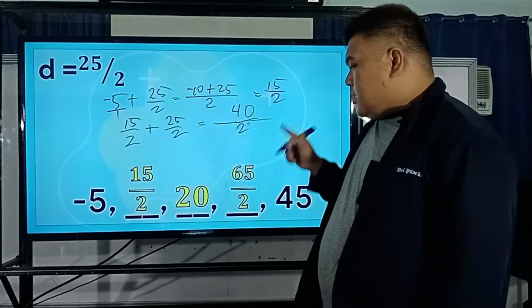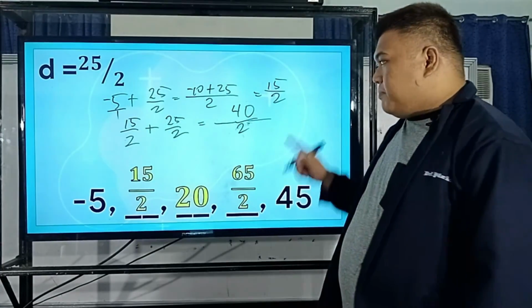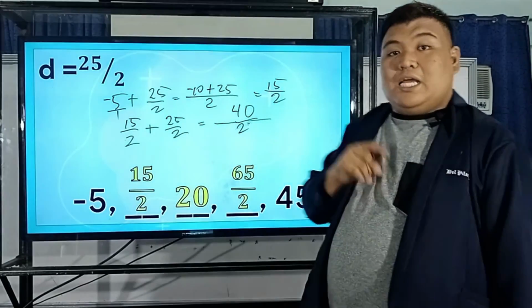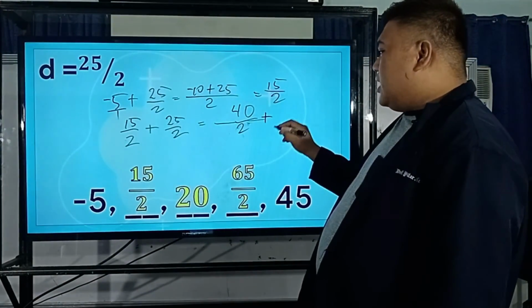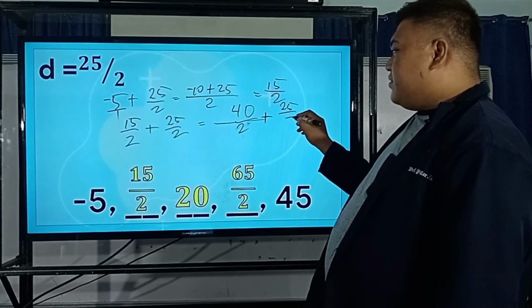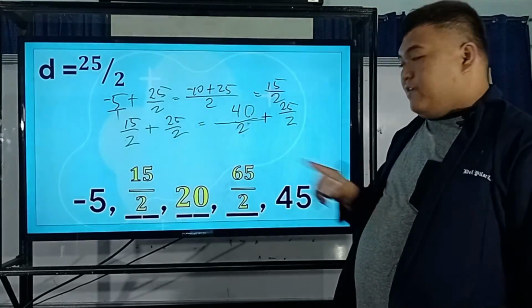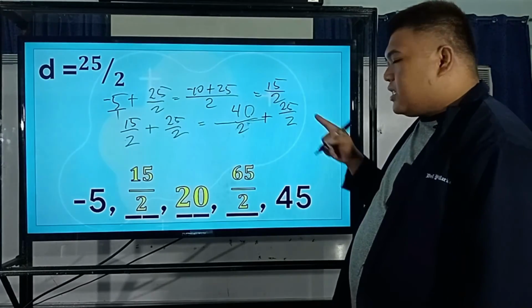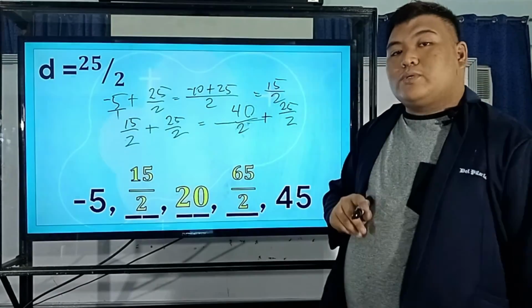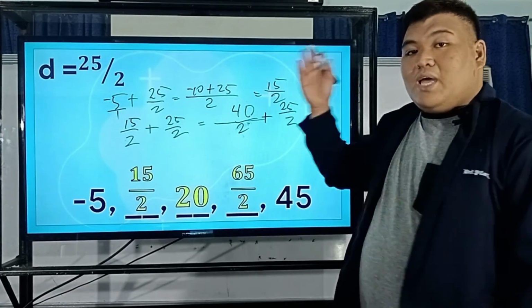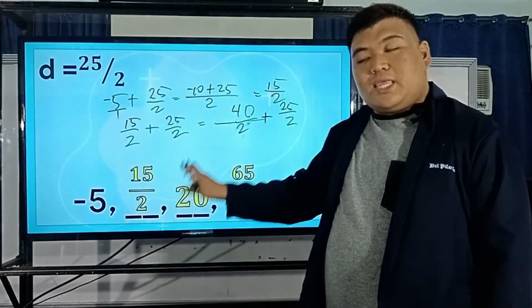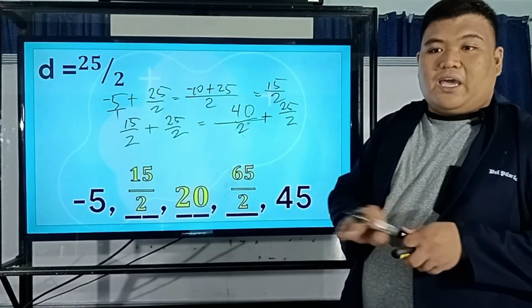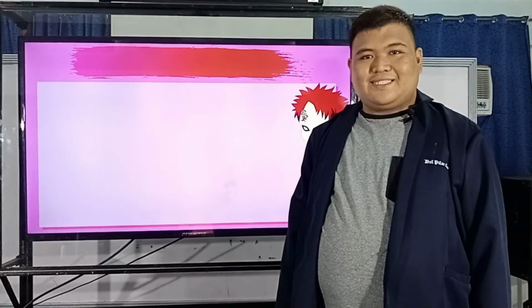Next, for us to get the third term, katulad kanina, add lang ng 25 over 2. So 40 over 2 plus 25 over 2, 40 plus 25 is 65. Copy the same denominator, which is 2. So therefore, the missing terms of this sequence are 15 over 2, 20, and 65 over 2. Okay, we're done with the last example.